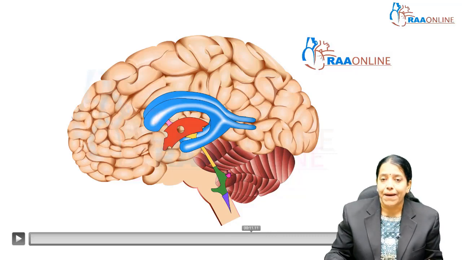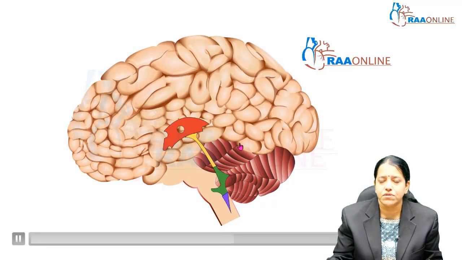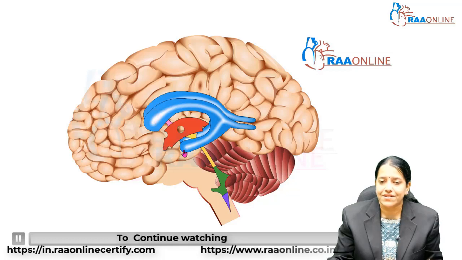So now we come back and show you the next slides. You can see over here the third ventricle, and then we have the fourth ventricle. The lateral ventricles are seen, and you can also observe the foramen of Monro, which is communicating with the third ventricle.